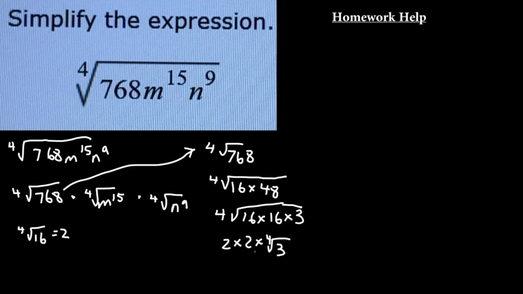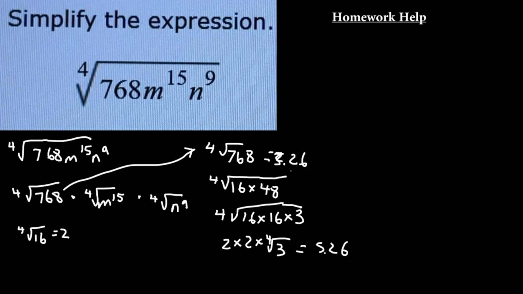If you wanted to double check, you can punch this into your calculator. 2 times 2 times the 4th root of 3, and your answer is approximately 5.266. And check if we did that right: if you do the same thing, the 4th root of 768, you get approximately 5.26. So that's part 1.